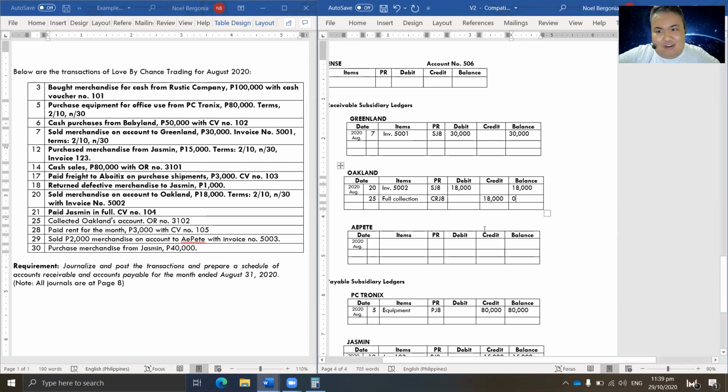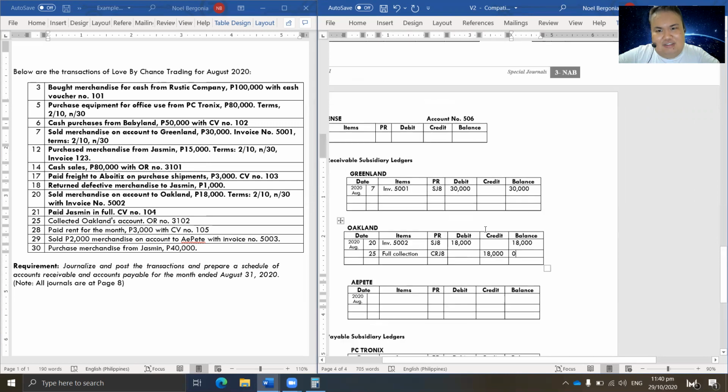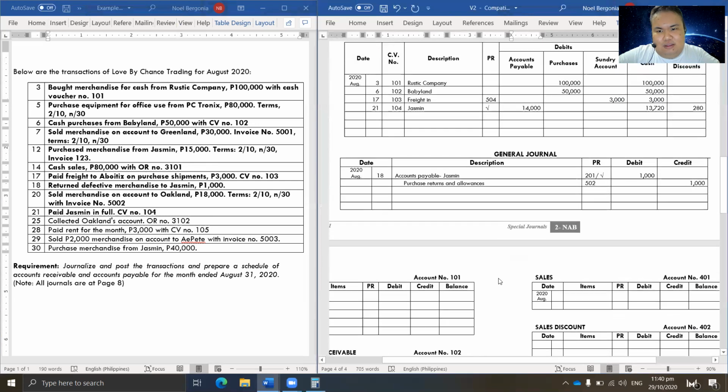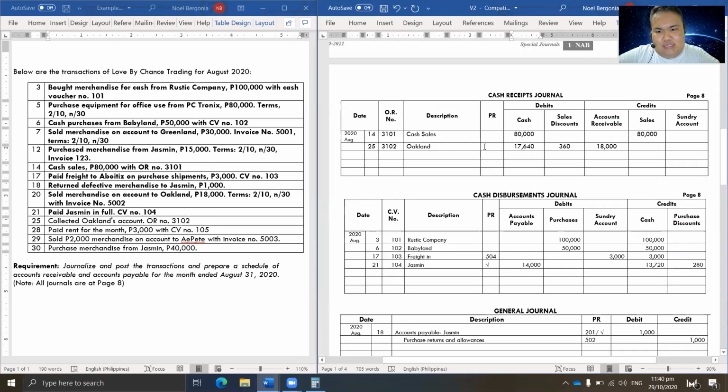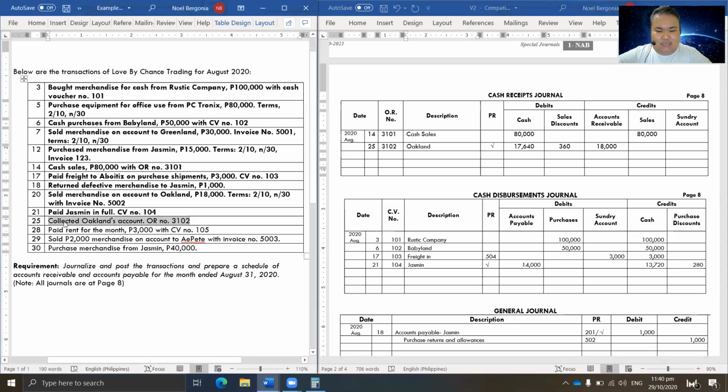So after nyan, anong gagawin? Balik doon sa special journal kasi kailangan na natin lagyan ng check mark which denotes that we have already posted it in our subsidiary ledger. Okay? So ayan. So konti na lang guys.